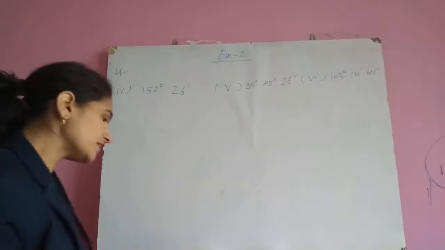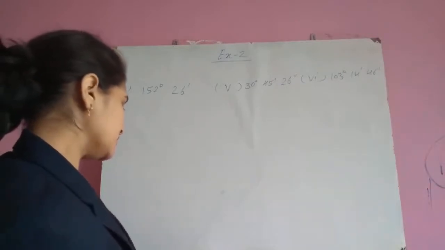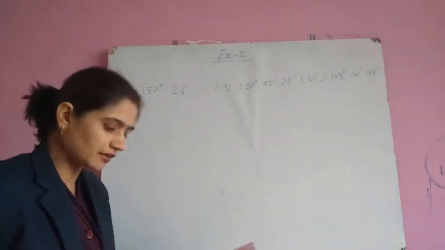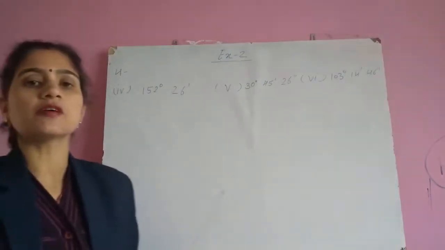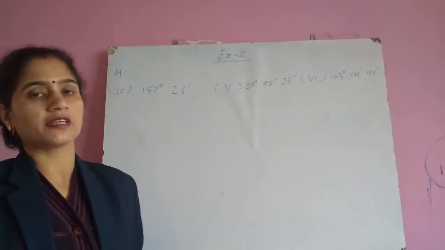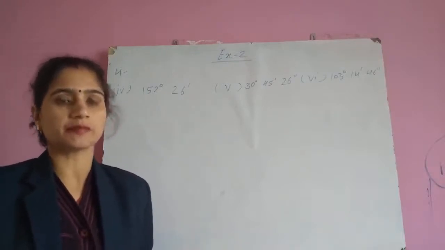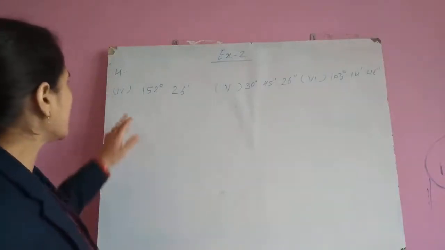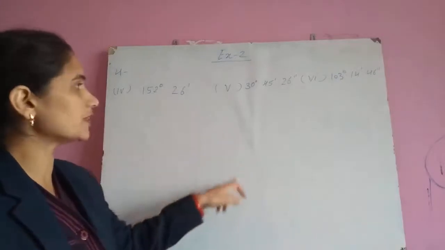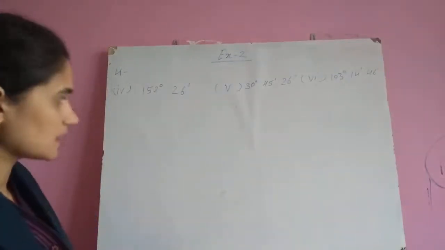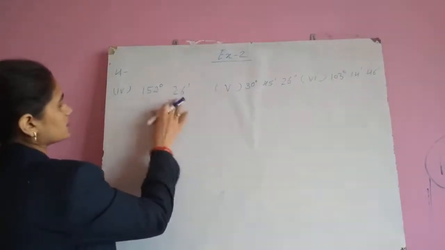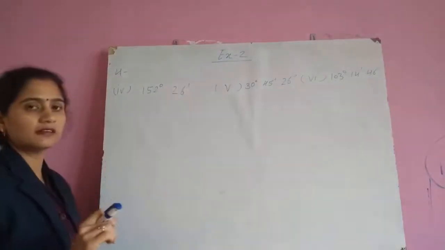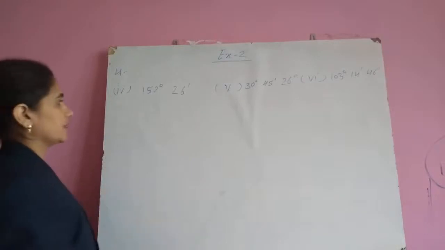Question number 4 is here. Write the supplementary angle of each of the following. If the sum of the measurement of two angles is equal to 180, these are supplementary angles. Students, I am taking the 4th, 5th and 6th part here. We have to find the supplementary angle of this one. For this we will subtract this angle from 180 degree.